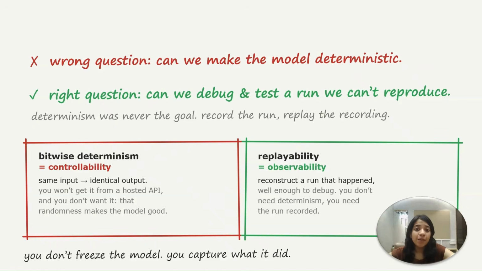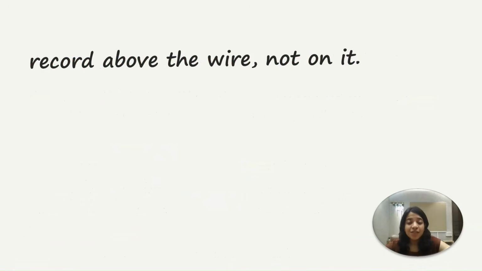The other one is replayability, which is rebuilding a run that already happened well enough to debug it. That's observability. You don't need the model deterministic, you need the run recorded. You don't freeze the model, you capture what it did. Now, the question which we are all thinking about is, where do you record?